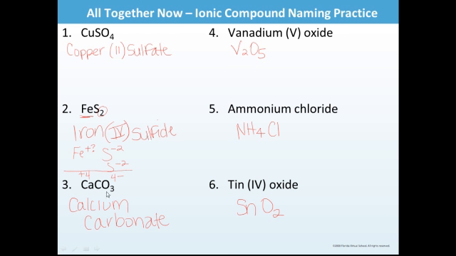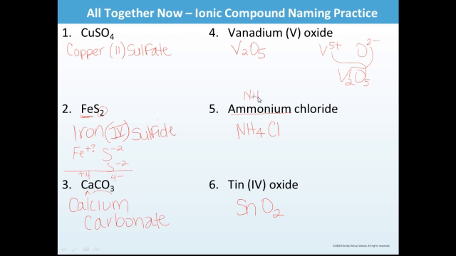Number 3, I have a polyatomic ion. I have a main group metal, so it's calcium carbonate. Number 4, vanadium, an element we haven't seen yet. Vanadium is V, Roman numeral 5, oxide. So that tells me that vanadium has a charge of +5. Oxygen's a main group element, so it has a charge of -2. We can crisscross and reduce, and there we go, V2O5.